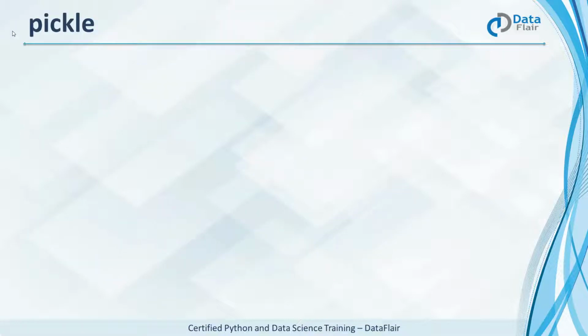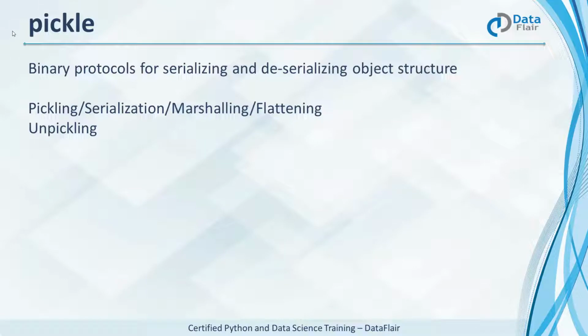Let's learn more about pickle. This module has binary protocols for serializing and deserializing an object structure. We talked about pickling and unpickling. Pickling is converting an object hierarchy into a byte stream. This is also called serialization, marshalling, or flattening, and unpickling is its inverse. We have other modules like marshal and JSON, but let's talk about pickle. It keeps track of objects already serialized to avoid serializing again.